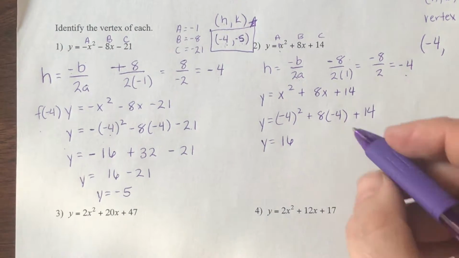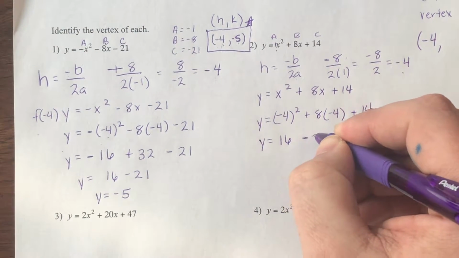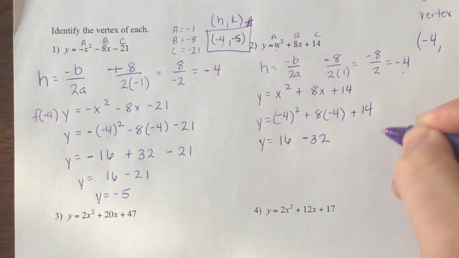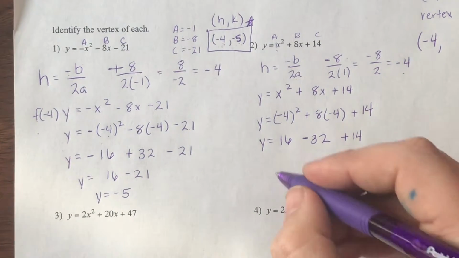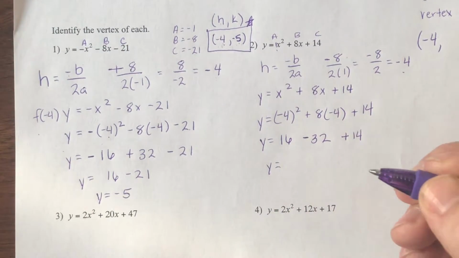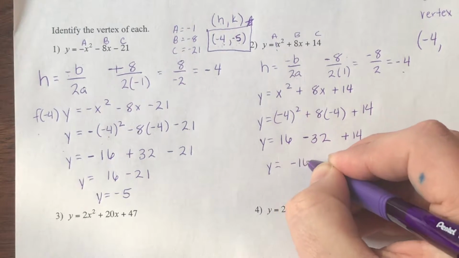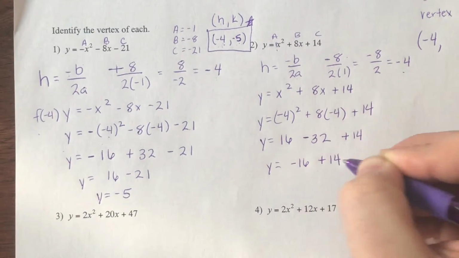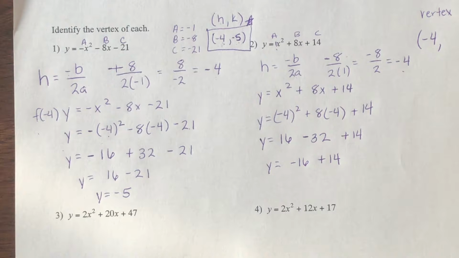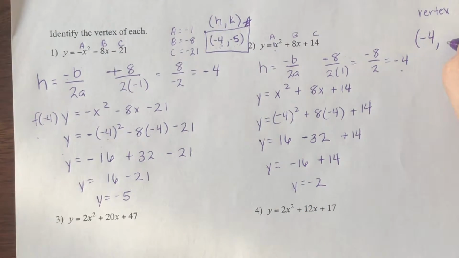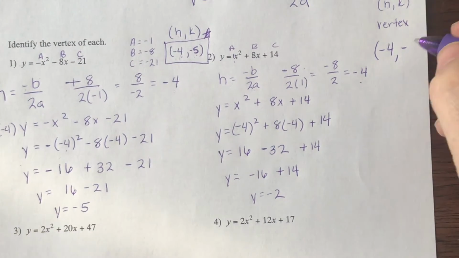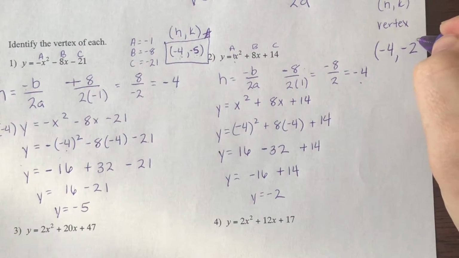8 times -4 is -32. And then we drop our 14. And then it's just math from here. y equals 16 minus 32, which is -16. Drop that and then drop your 14. And then -16 plus 14 will be -2. So our vertex shall be -4, -2.